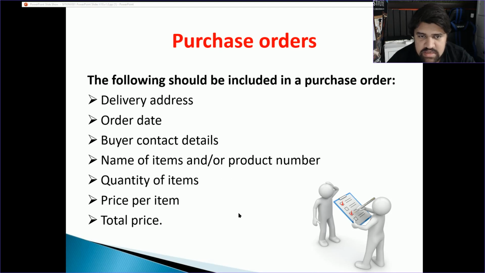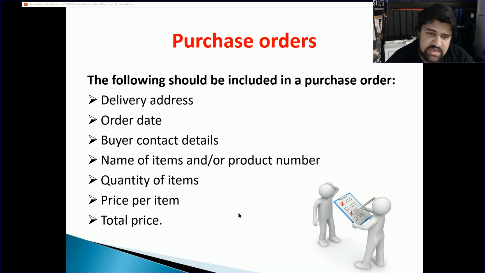Purchase orders. The following should be included in your purchase order: a delivery address. If I put my home address, I'm sure my stock won't arrive at the restaurant, so it's very important to have the correct delivery address. The order date, the date you sent the order. The buyer contact details, so if the supplier has any questions, they can get in touch with me. Name of the items or product number. I would include both. I wouldn't just put one.